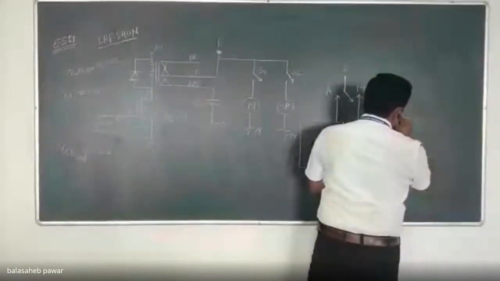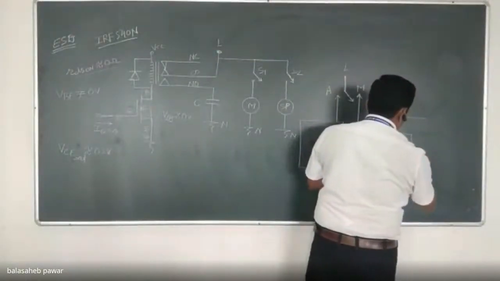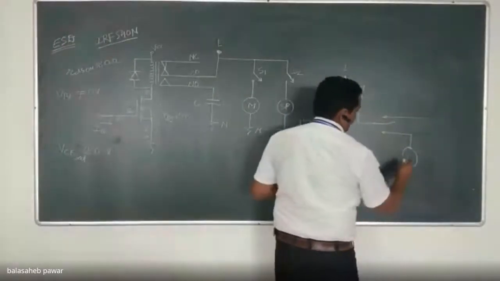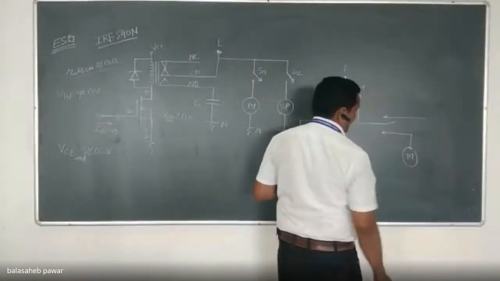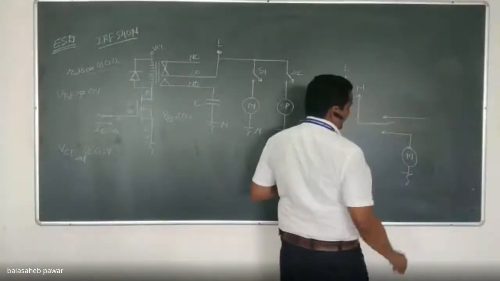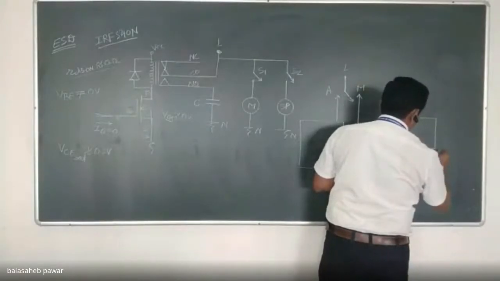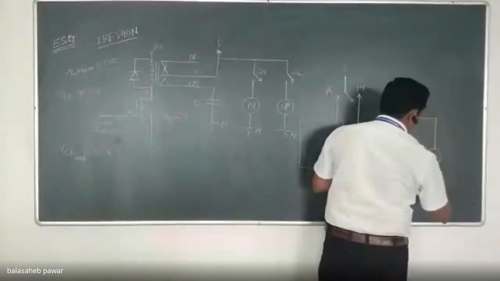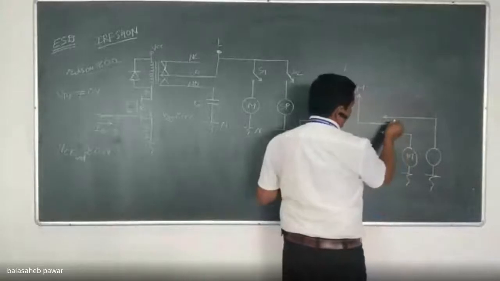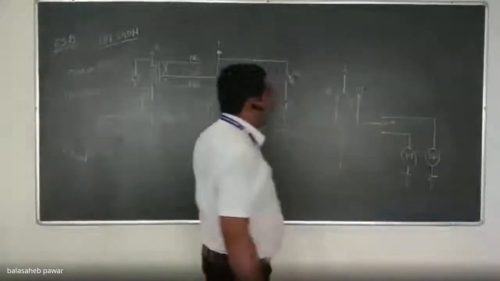Why did I prefer one more switch over here? Because if we have to turn on the pump from the underground tank, then we'll want to connect it like this. Or if we have to turn on the submersible pump, then we'll switch that SPDT towards that respective motor. Is it clear?